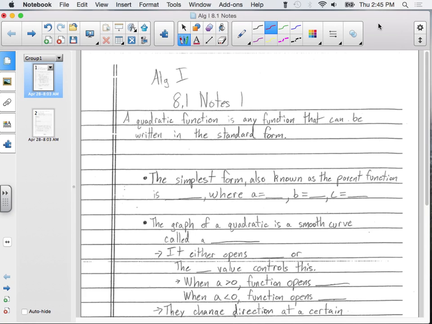Wonderful. Now, today we'll be moving on into chapter 8, moving on from chapter 7. So 8.1, or basically chapter 8, we'll be dealing with quadratics, quadratic functions, graphing them, things like that. Today we're just going to be learning things about quadratic functions.